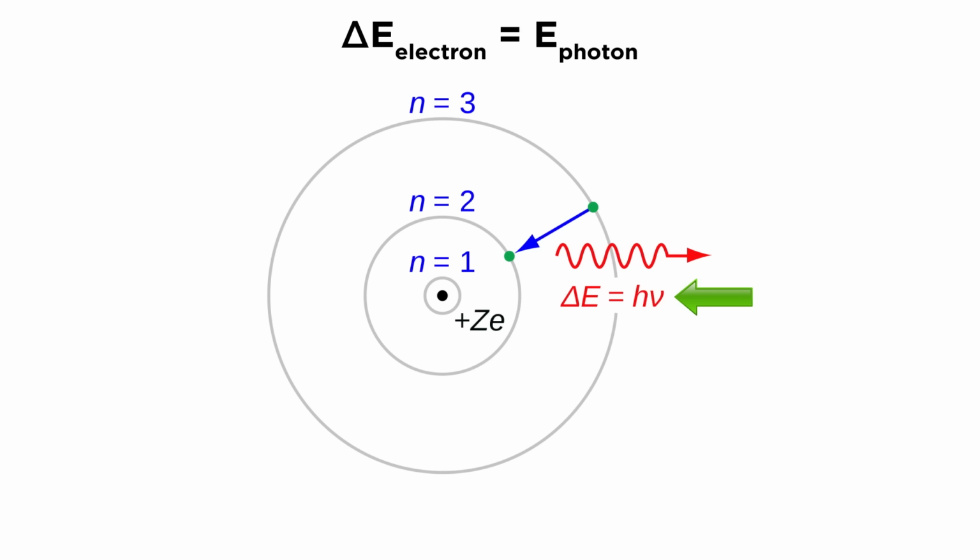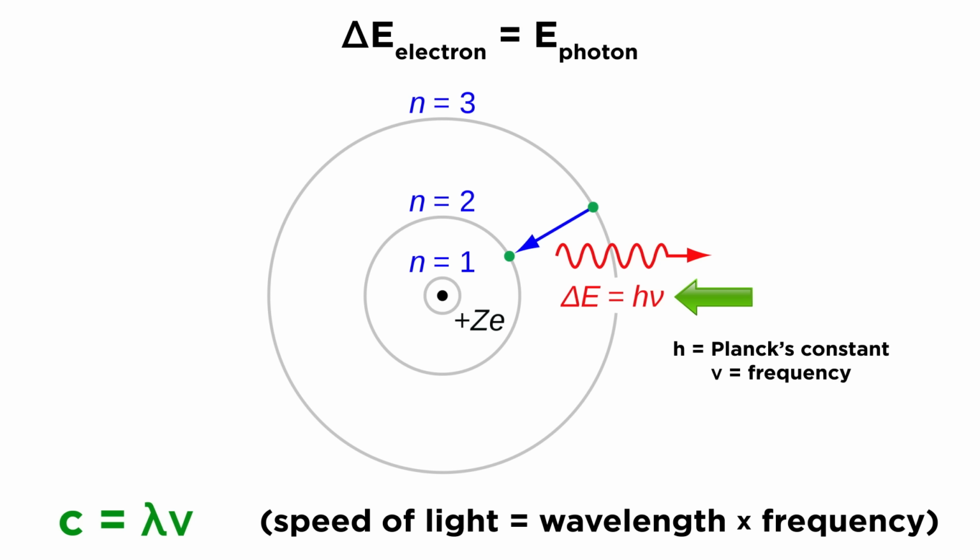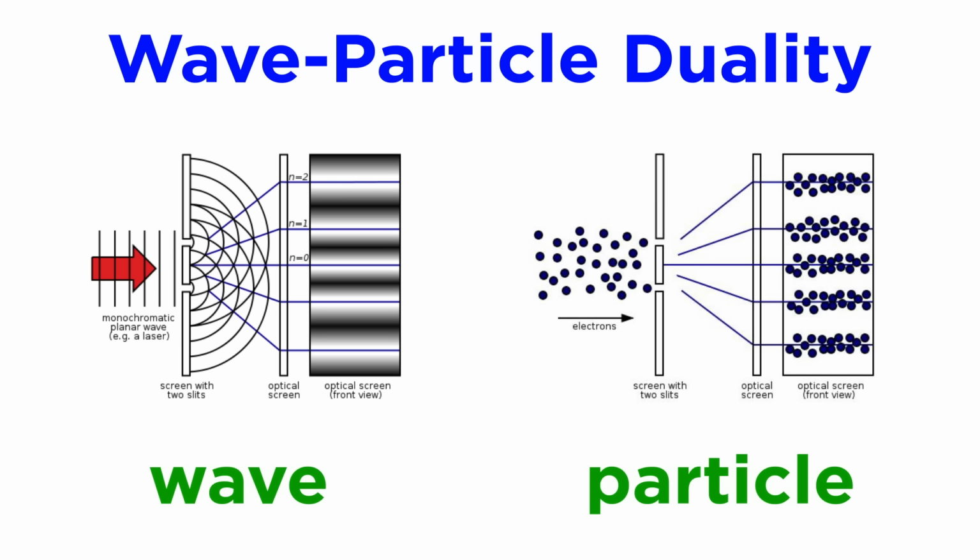The energy of the photon is given by this equation, where it will be equal to something called Planck's constant times the frequency. And the frequency is related to the wavelength of light by this equation, where the speed of light, given by c, is equal to lambda, the wavelength, times nu, the frequency. It may be confusing to think of light as both a particle called a photon and a wave with a wavelength and frequency at the same time, but this is a ramification of wave-particle duality, which is a central theme of quantum physics.